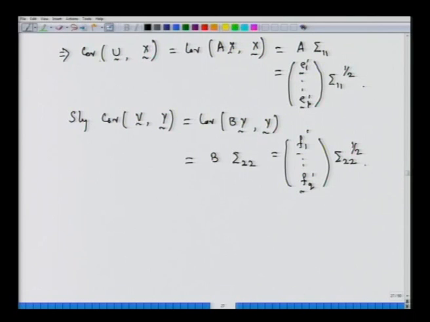We had come up to the following point, that we had noted that if we denote by u vector the p-dimensional vector containing the canonical variables, the first component of the canonical variable pairs, and x to be the vector of original random variables, then the covariance between u vector and x vector is covariance between ax and x vector, which is equal to a times sigma 1 1, which is given by this, and similarly the covariance between v vector and y vector can be given by this, and other combinations like the covariance between u and y or v and x can similarly be obtained.